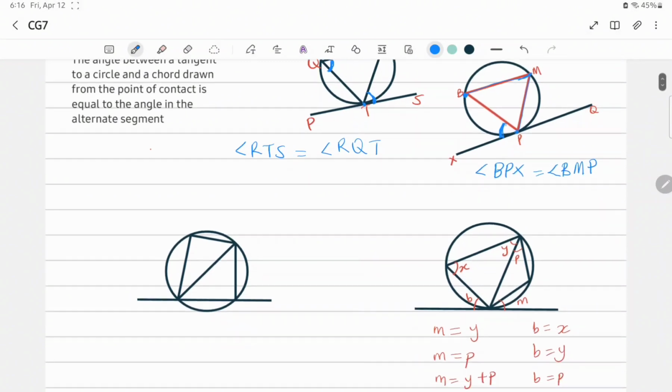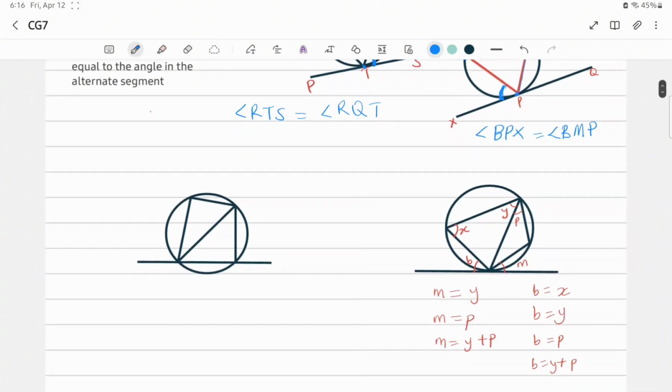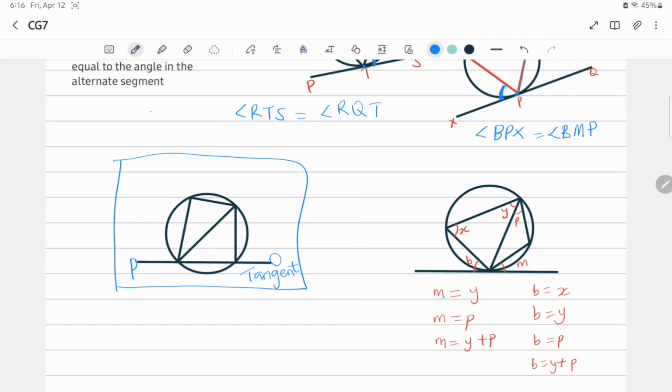Now, this third diagram, I intentionally put it here because this diagram does not apply to the theorem we are discussing, for the reason being that this is not a tangent. It is a secant, not a tangent. So whenever you have a question like this, make no mistake of saying it is a tangent. So this line right here, let's say it is line PQ, is not a tangent. Rather, it is a secant.